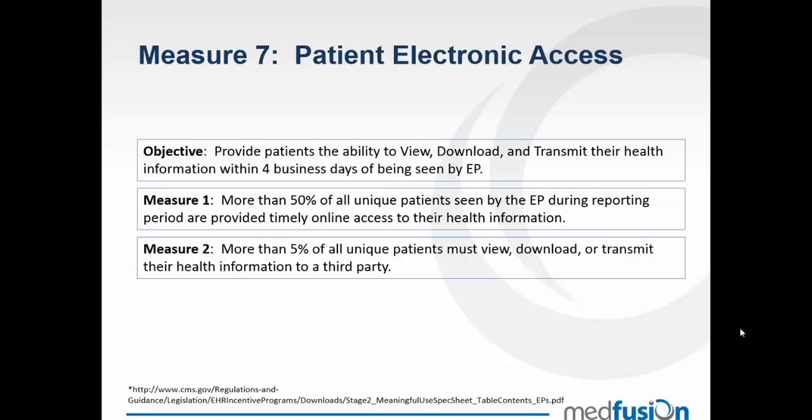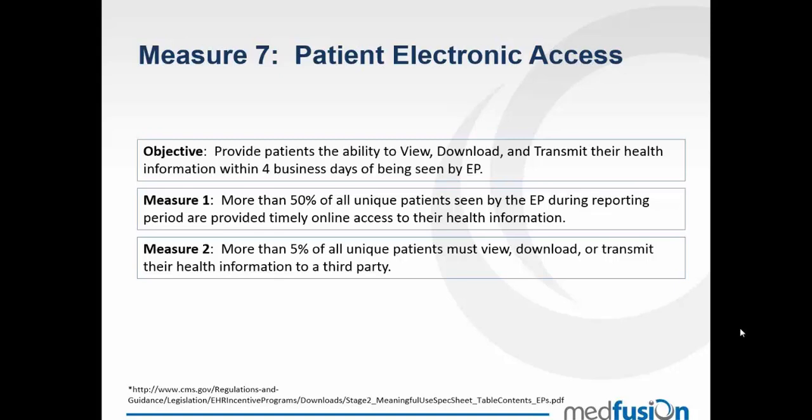So that denominator is likely all the patients seen in the practice, whether they have a portal account or not. The numerator, so the 50%, are those patients that you provide timely access to. The second measure is more than 5% of all unique patients must view, download, or transmit their health information to a third party. So this is more about if you send them a CCD, them having the capability to view that CCD, download that CCD into something that they can save on their computer, which we'll touch on, or transmit that via something called direct protocols to another healthcare party.